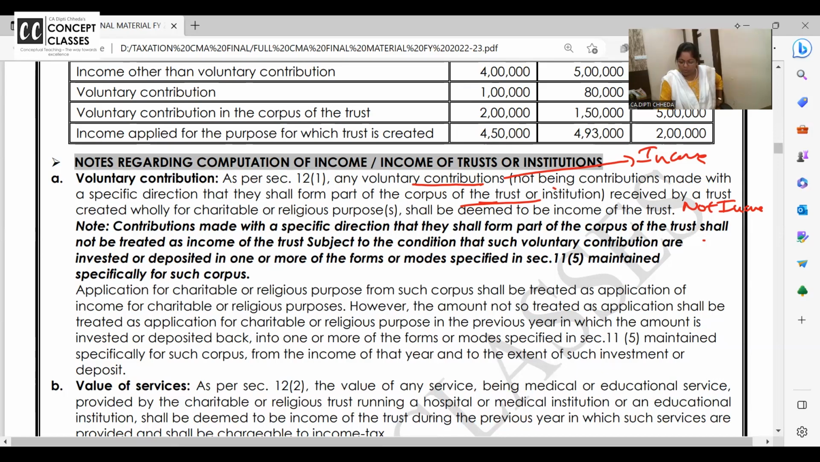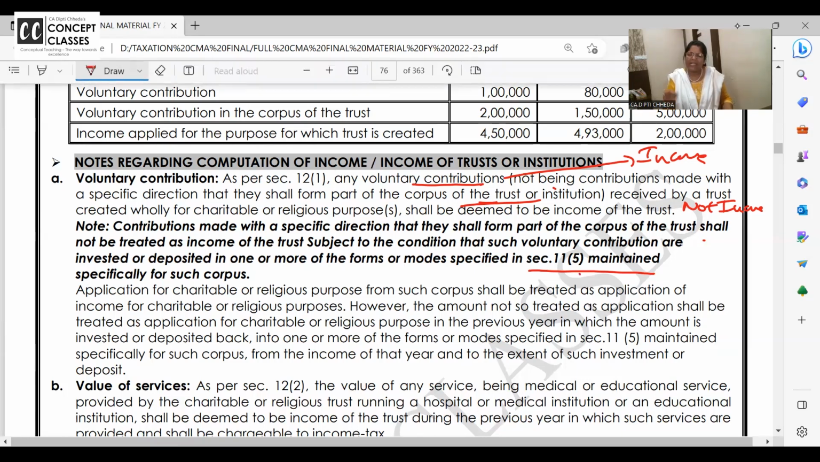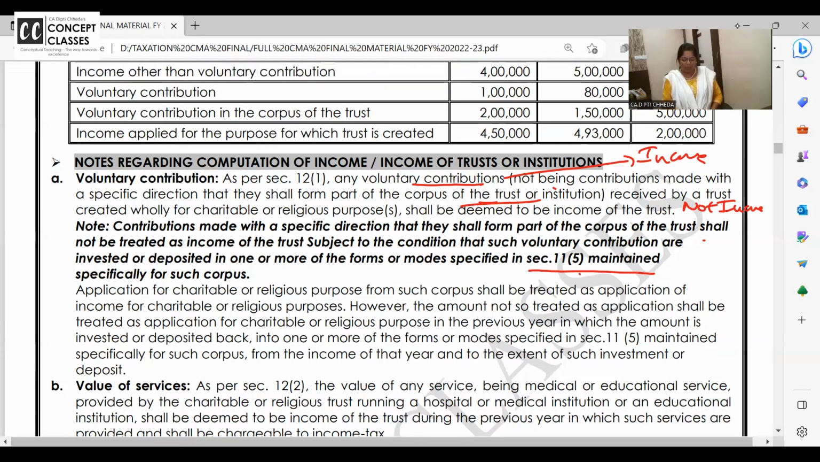Subject to the condition that the voluntary contributions are invested or deposited in one of the forms. Corpus donations are actually income, but we are exempting. We are saying it's like a capital receipt, but you should invest it in the 11.5 modes. Only then they are exempt. Corpus donations are not income, they are applied, provided either they are used for the purpose for which they have come or they have been invested in the mode given. The 11.5 mode is a list, we will read that tomorrow.